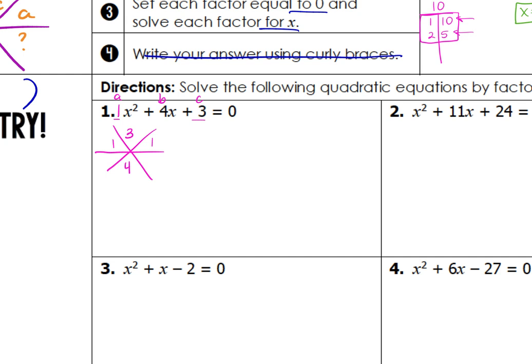So now you're asking yourself the question, what can I multiply to get a 3 that I can add to get a 4? Just be careful. Some of you, when we did this last unit, would do like 4 and 1 here, because you're doing what can I multiply to get the bottom number that I can add to get the top number. This is always multiply. The bottom number is always add. Okay, so 3 times 1 is 3. 3 plus 1 is 4.